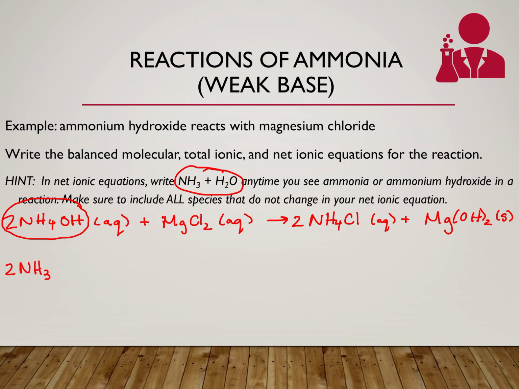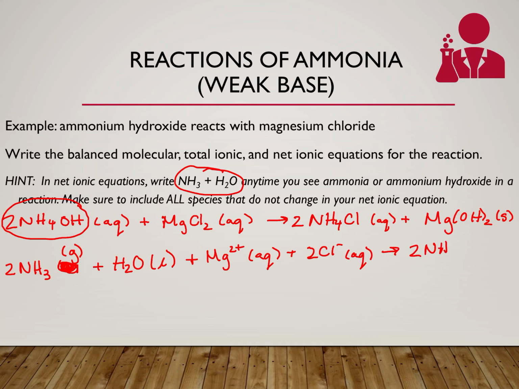Okay, so we'll get two ammonias. And actually, our ammonias are going to be a gas in these reactions. And then we'll have water, which is a pure liquid. And then we'll get our magnesium and our chlorine. And then we'll break this apart, right? Our ammonium and our chloride. And then we will leave together our magnesium hydroxide salt.